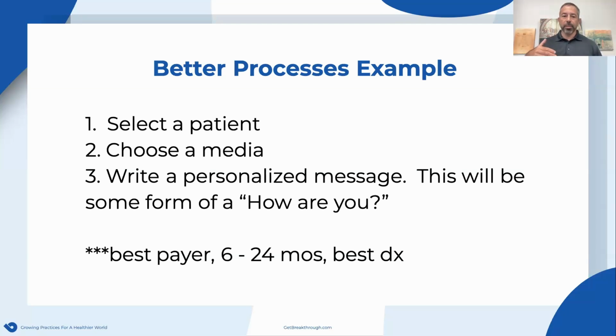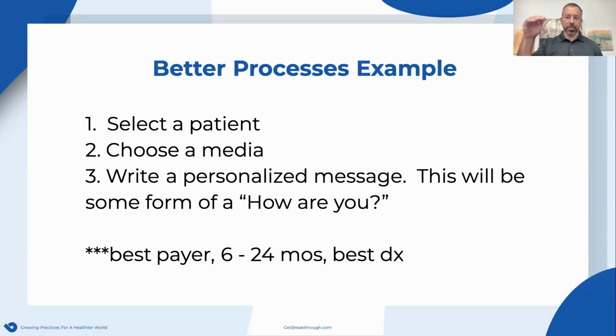You have an EMR. Some of you have been in practice for 3 or 4 decades. You have a gigantic patient list. You get to pick a patient. Pick any patient, ideally somebody who's your best payer, somebody who you haven't seen in 6 to 24 months. If you go beyond that, it's a little more dicey, but 6 to 24 months, somebody that you haven't seen recently, and they have the best diagnosis. So it's somebody that you want to work with again. And we'll talk about this a little bit later, but you should have an idea of what each diagnosis is worth to your practice.